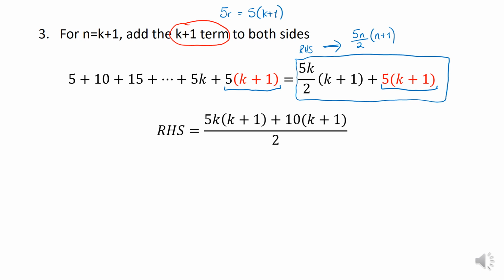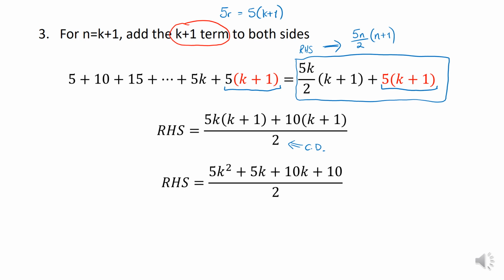So taking the right hand side, the first step there is to get a common denominator, which is 2. Common denominator, and therefore the term on the right needs to be multiplied by 2, and that's where the 10 came from. Okay, take a moment to look at that. Okay, next we're going to multiply out those brackets. And when you do that, for the first multiplication, you get 5k squared plus 5k. And the second one, we get plus 10k plus 10. And it's all over 2.